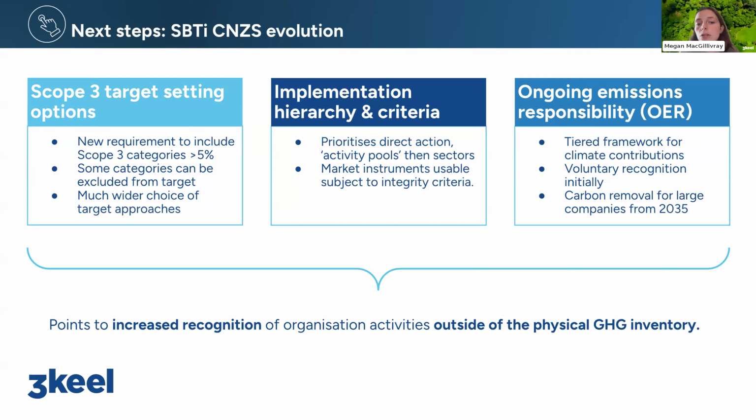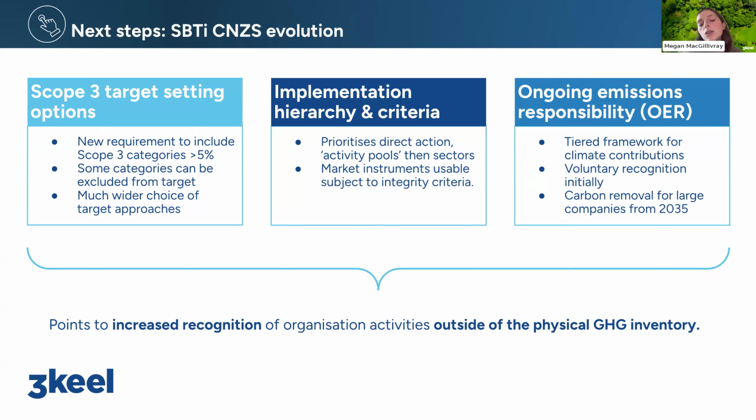But SBTi is now also looking to recognise two forms of additional activities. So that's the activity pool level. That could be activities within your supply shed where you might not have traceability all the way back to the farm, but you know that you're sourcing from a specific sourcing region. Or even sector level activities, such as purchasing credits. So that includes the recognition of market-based instruments, which is a really big departure from previous approaches. And they do specify quality criteria that have to be used if you are using market-based instruments.